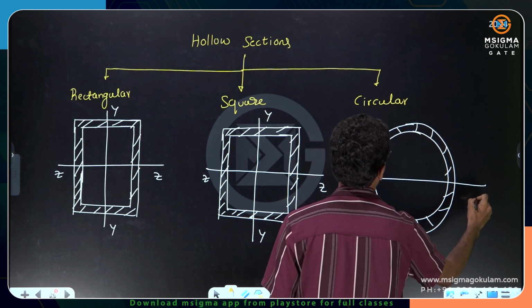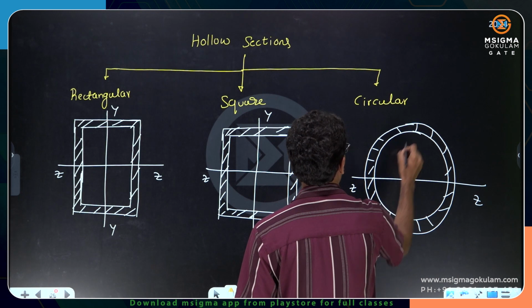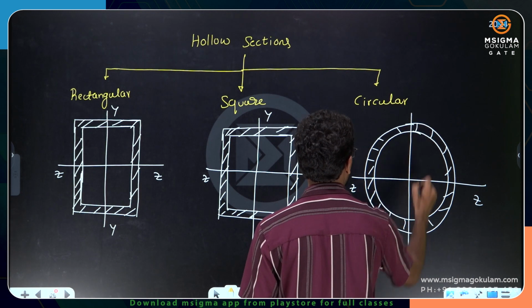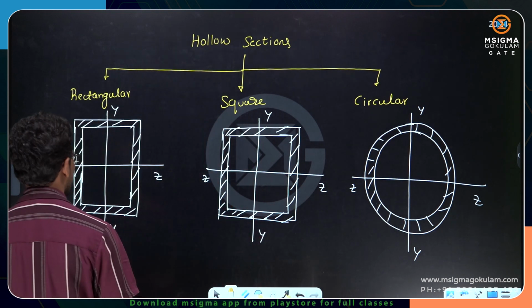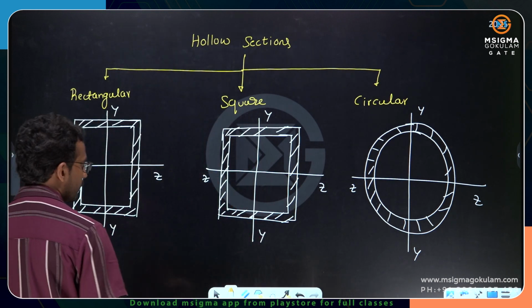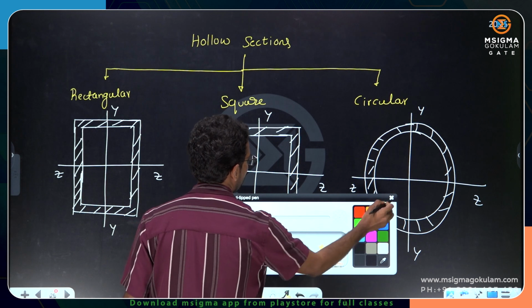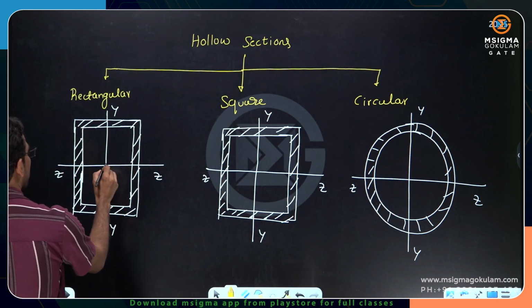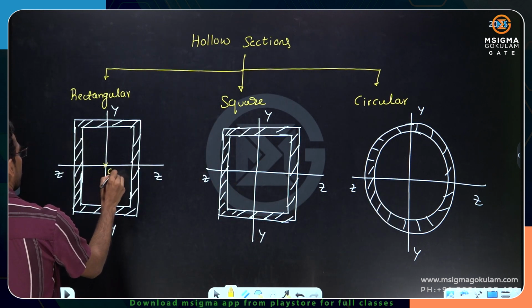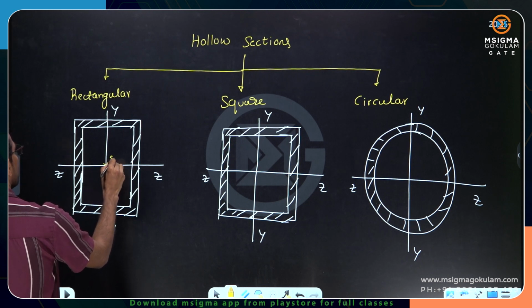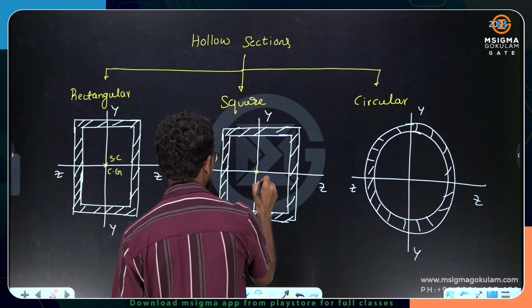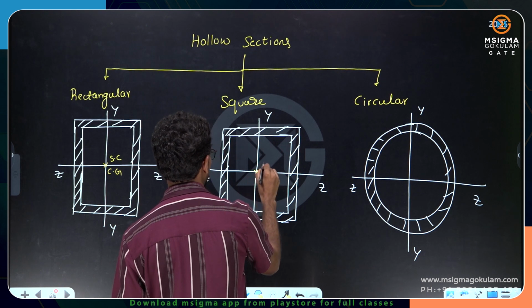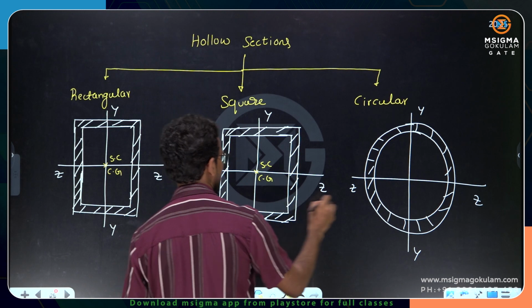So this is ZZ, and this is Y. Circular hollow section, rectangular hollow section, square hollow sections. If you observe carefully here, we have the center of gravity. This is the center of gravity, and the shear center both coincide. In any hollow section you take, both center of gravity and shear center coincide.